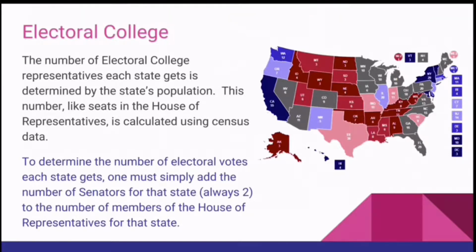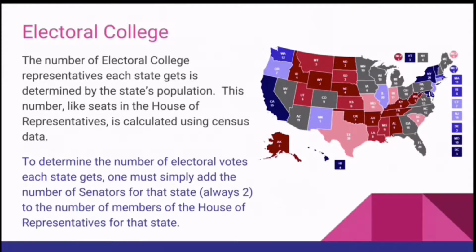California, on the other hand, gets 55. And Minnesota has a little bit smaller population. They only get 10 electoral votes. Maine only gets 2.